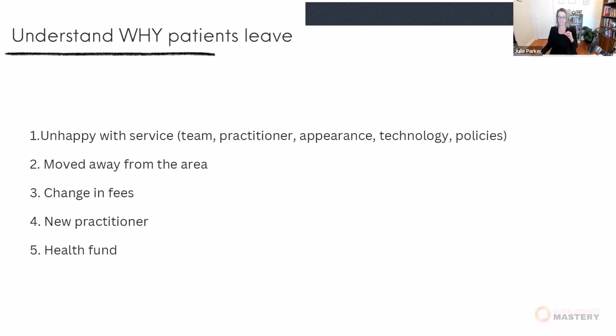Another reason why patients leave is because they've moved away from the area. We've spoken about that. They are either now a few suburbs away, maybe they changed jobs and your practice was close to their job, or maybe they've relocated country or state.